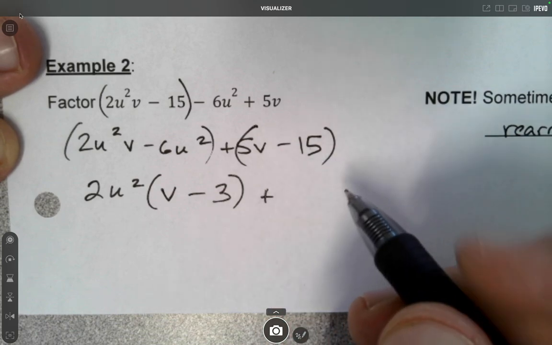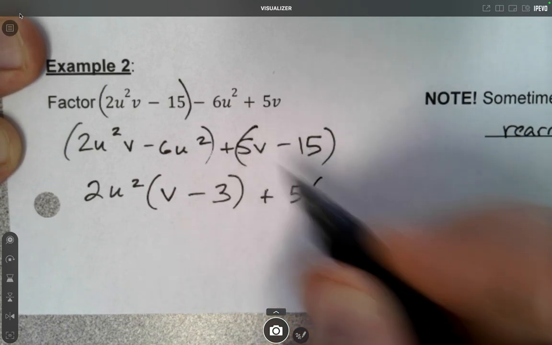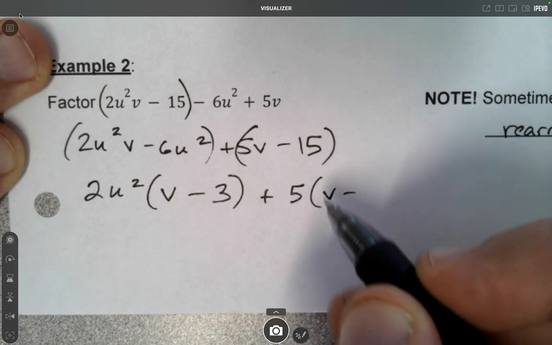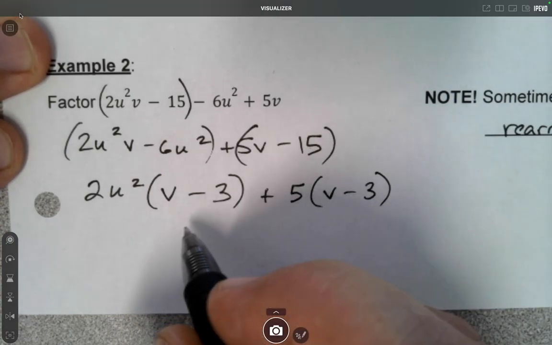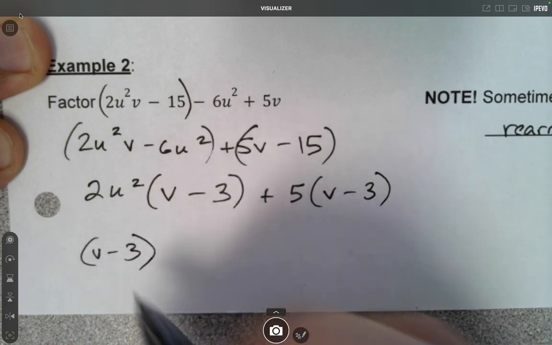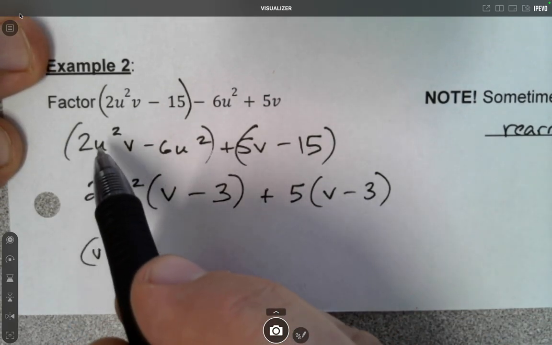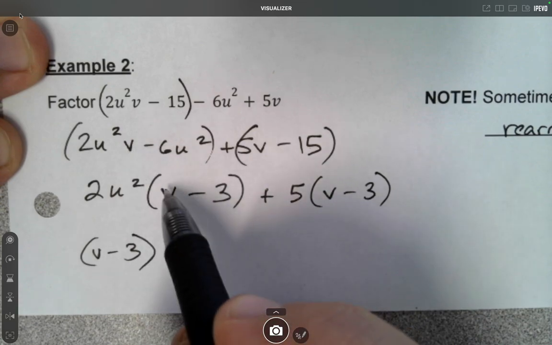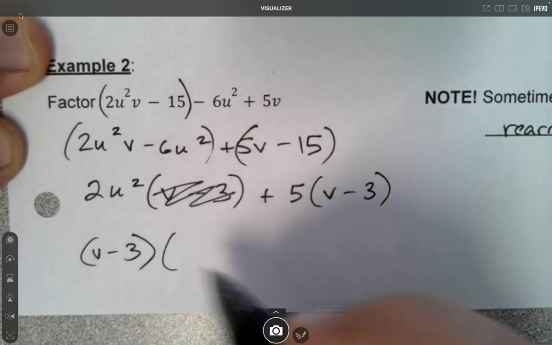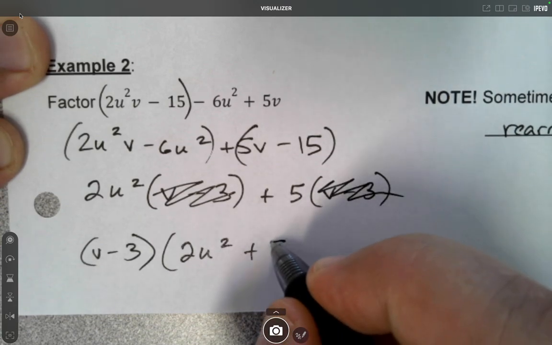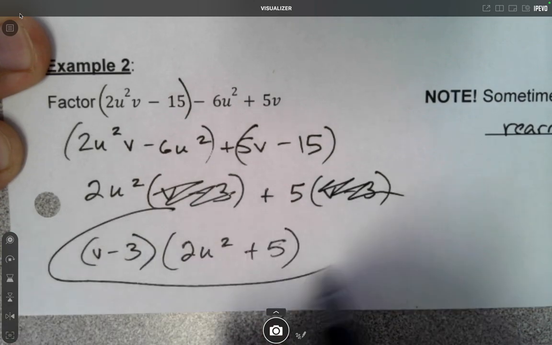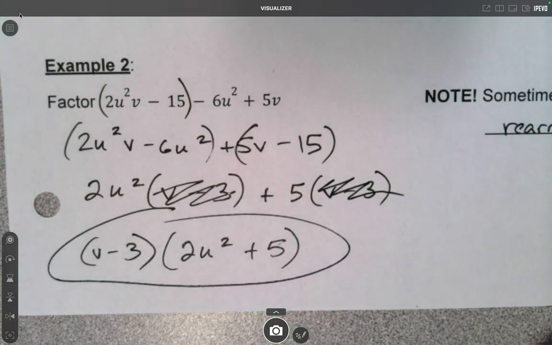These two just have a number in common, that would be 5. Take away the 5, left with v. 15 divided by 5 is 3. So just like happened in the first example, now we have v minus 3 in both of these. So we're going to factor out v minus 3 from both of them. Just like I took out 2u squared and was left with v, I'm taking the v minus 3 out. I'm just left with 2u squared plus, take this v minus 3 out too, and left with 5. Now you don't have to FOIL this to test your answer, but if you want to, you can.